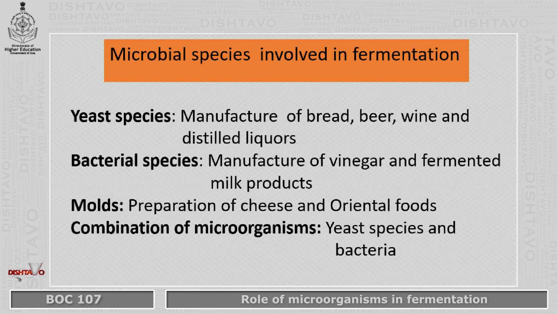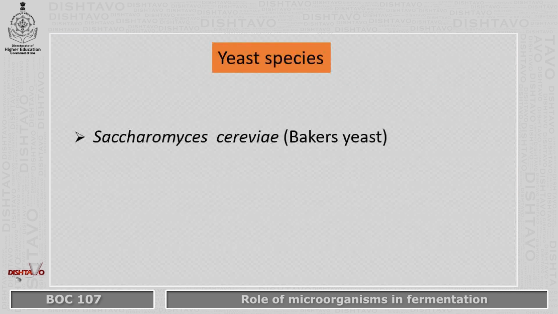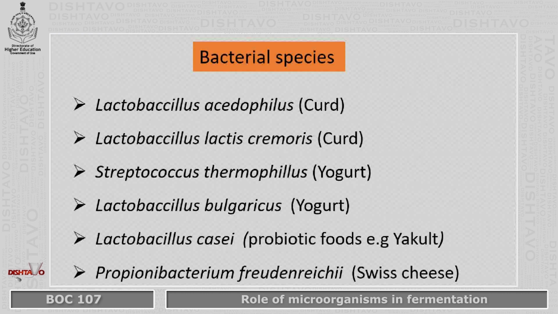So this is the slide which talks about various microbial species that are involved in fermentation. Yeast species are mainly used in manufacture of bread, beer, wine, and distilled liquors. Bacterial species are used in manufacture of vinegar, fermented milk products, etc. Molds are used in preparation of cheese and oriental foods. A combination of both yeast and bacteria can be used in other industrial products. The yeast species which plays a major role is Saccharomyces cerevisiae, which is also called baker's yeast. This is a common species which is used industrially worldwide.